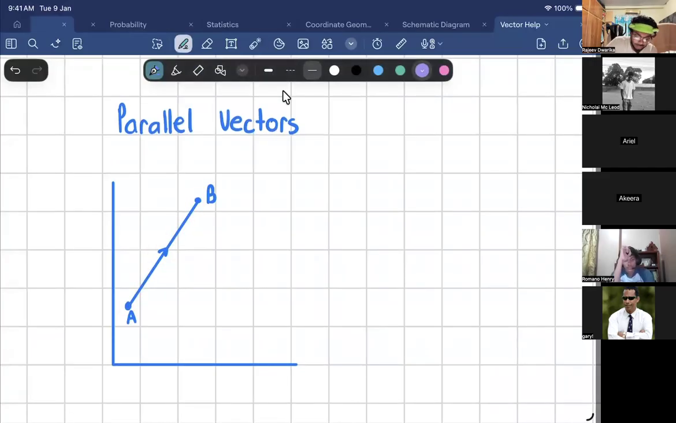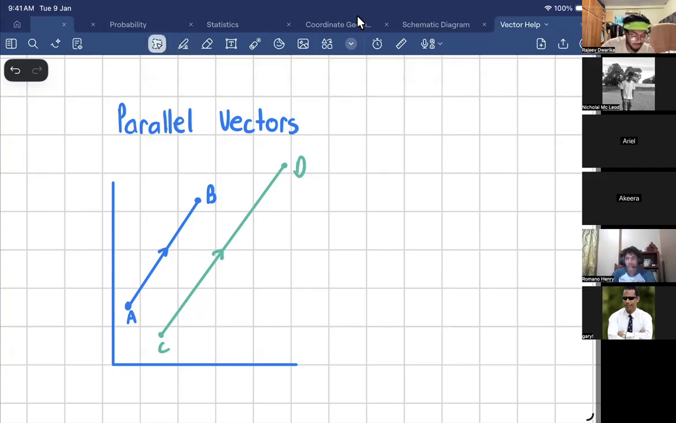Let me just say I had another vector. And this vector is C to D. What do you notice about those two vectors? They're parallel. Anybody else seeing that? I find the place real quiet. Do you all agree that those are parallel? Yes, sir. Parallel.